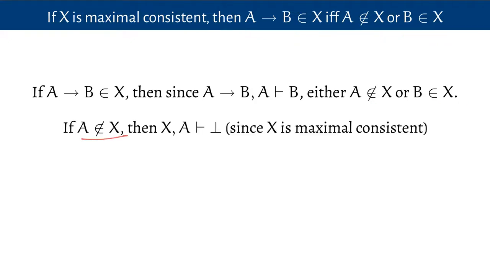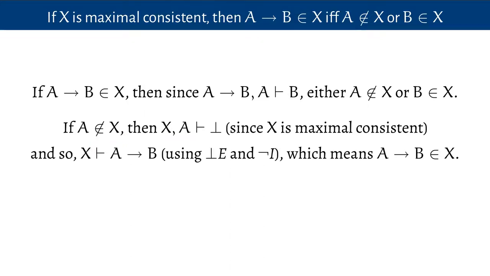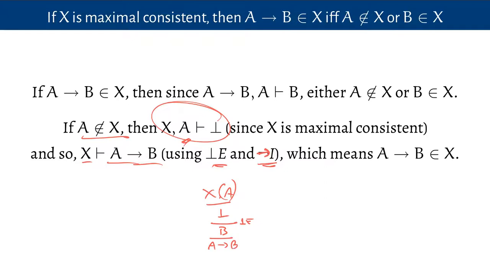If A is not in the set, then since X and A gives us a contradiction because it's maximal consistent, then X and A gives us B because B follows from the contradiction, and then discharging the A here gives us X gives us A implies B because, you know, X and A gives me a contradiction. That was my assumption from A not being in X because it's maximal consistent. So I can say, well, contradiction gives me B, so discharge the A to get A implies B by the arrow introduction rule. So X gives me A implies B, which means that A implies B is in X.